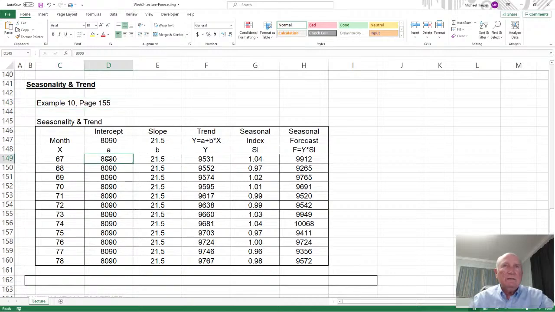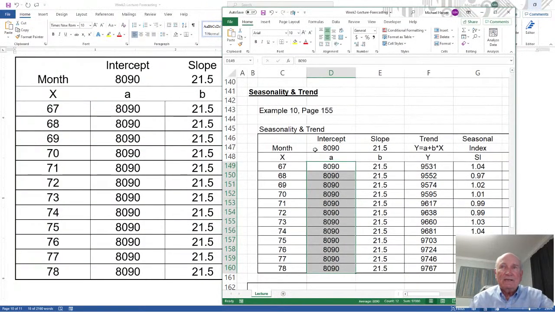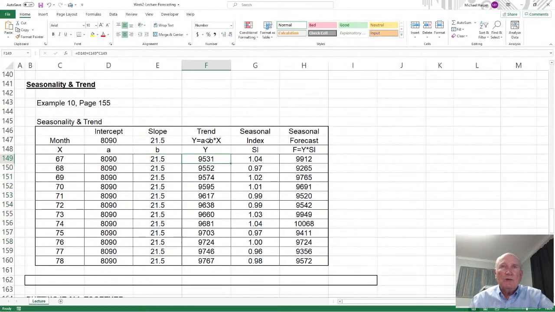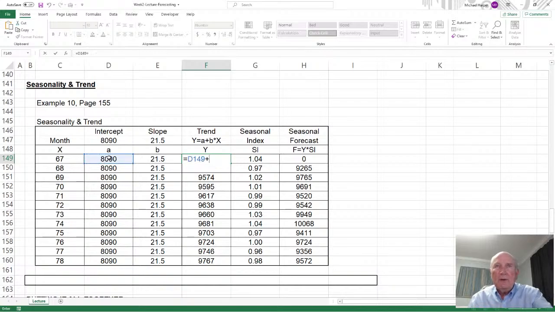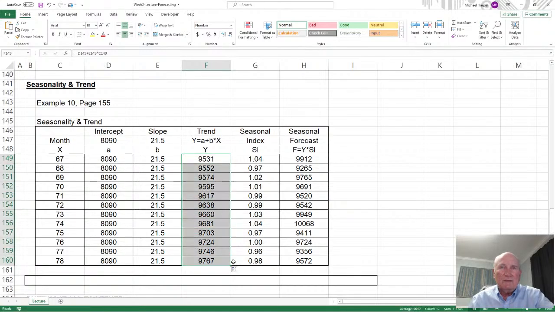So here's my A, here's my intercept A. Let me bring this back down. Here's my A, which is given to be 8090. Here's my slope, which is 21.5. That's my B. Okay. Now I want my trend, which is going to be A plus B times X, and over here's my X. This will equal my A plus my B times my X, and then I'm going to copy that down. And notice the numbers aren't going to change because I've already done it.